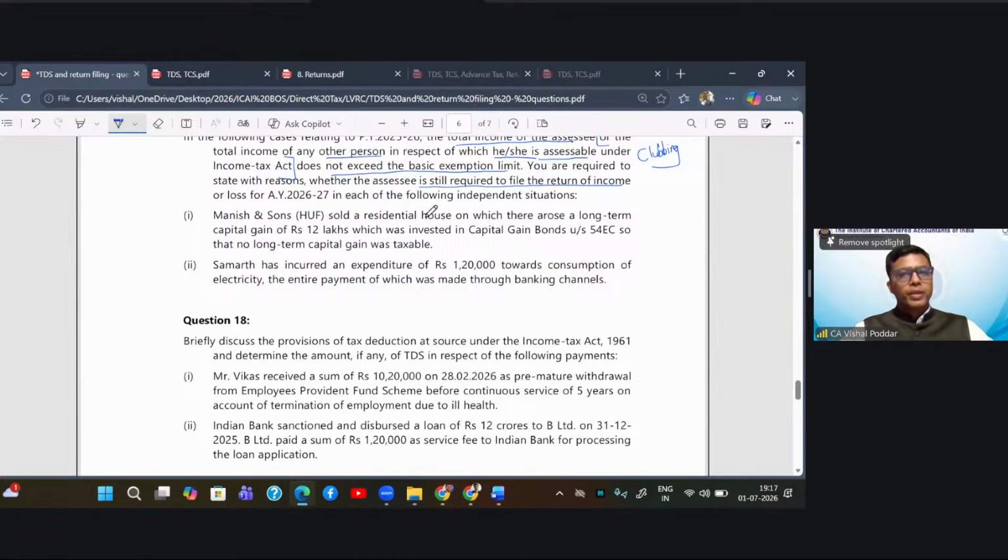Right? Now, in the light of this, you analyze this. Manish and Sons, which is an HUF, has sold a residential house on which there is a capital gain, which it has invested in 54EC bonds. After this, there is no taxable capital gain. Why? Because up to 50 lakhs, if you remember, 54EC gives exemption, and your capital gain was only 12 lakhs, and you have invested it, complied with the conditions, so your entire capital gain is exempt. Now the question is, and plus your income is not exceeding your basic exemption limit. Now the question is, are you still required to file the return? Yes, students, we just saw the provision. Are you still required to file the return?